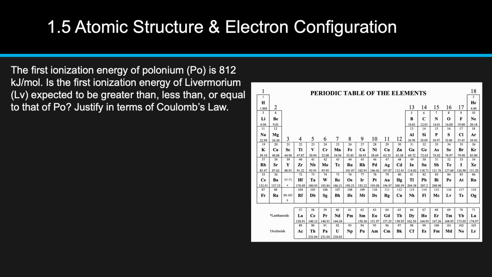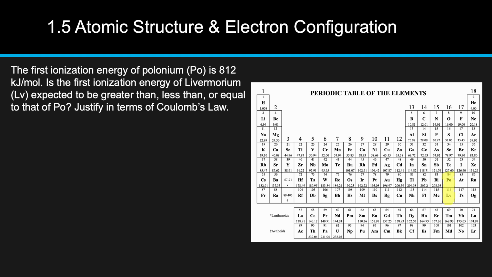And then to wrap up this lesson, I wanted to do one more FRQ problem. It says the first ionization energy of polonium is 812 kilojoules per mole. Is the first ionization energy of livermorium expected to be greater than, less than, or equal to that of polonium? Justify in terms of Coulomb's law. So first we have ionization energy. So the ionization energy is the minimum energy required to remove an electron.